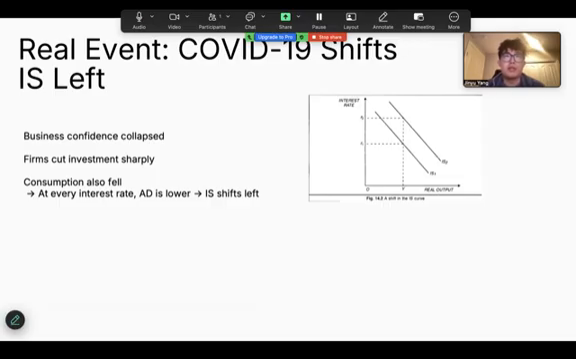A real event that caused the IS curve to shift was the COVID-19 economic shock. During the pandemic, business confidence went bad. Firms canceled or delayed investment projects and households reduced consumption. As a result, aggregate demand was lower at every interest rate. This means the entire IS curve shifts leftward. A leftward shift represents a fall in equilibrium output, even if the interest rate stays the same.